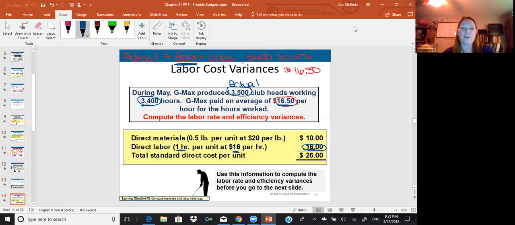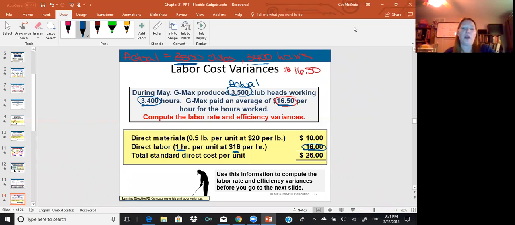We produced 3,500 clubs. We worked 3,400 hours. We plan to work 1 hour per club. So how many hours did we plan to work? To make 3,500 clubs, how many hours did we plan to work? 3,500 hours, right. Daniel. We planned to work 3,500 hours. How many hours did we work?